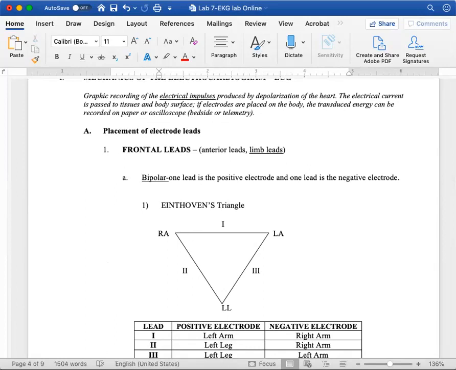So you're taking a picture electrically of what's happening in this direction. And then for lead 3, your negative is left arm, your positive is left leg. And so that's your lead 3.